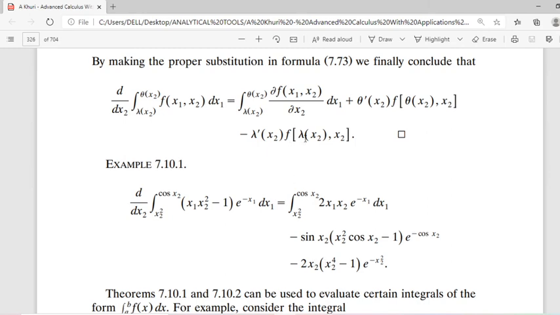And what is f of lambda x2 comma x2? So instead of x1 we will replace with x2 square. So the result will be x2 square into x2 square, that is x2 raised to 4 minus 1, into e raised to minus x2 square. Yeah, that result is given here. So it's very simple. This type of examples you have to do and understand.